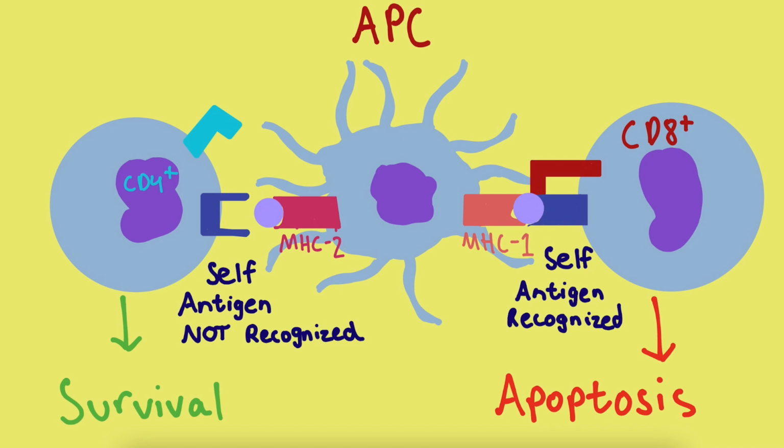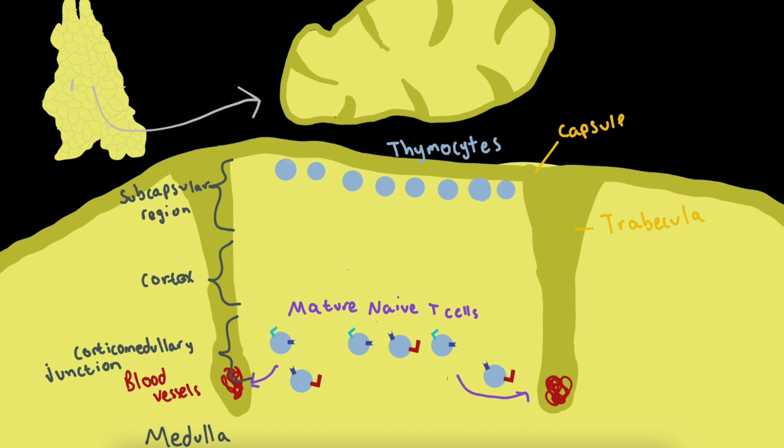an autoimmune disorder. Once the T cells have passed positive selection and negative selection, they leave the thymus through the corticomedullary junction and into lymph nodes and other secondary lymphatic organs as naive T cells, which are just T cells that have just matured and that have not encountered an antigen before.